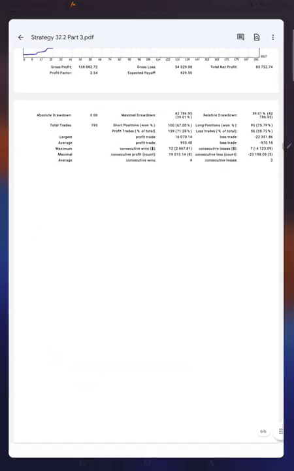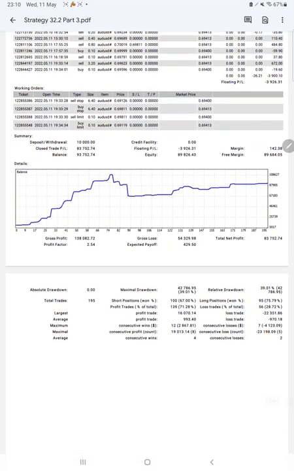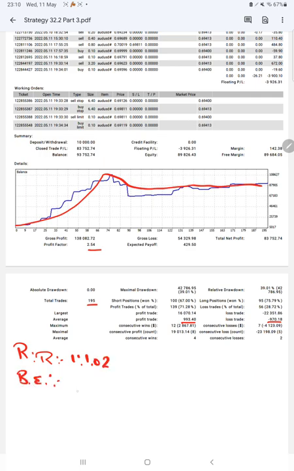Also we have a trading account statement here and complete statistics. It can be verified from the trading account statement. Here is a graph, constantly it is growing. Profit factor is 2.54, total number of trades is 195, average profit and loss is 993 and 970, which means the risk reward ratio is 1:1.02, and the break even point for the strategy is 49%.